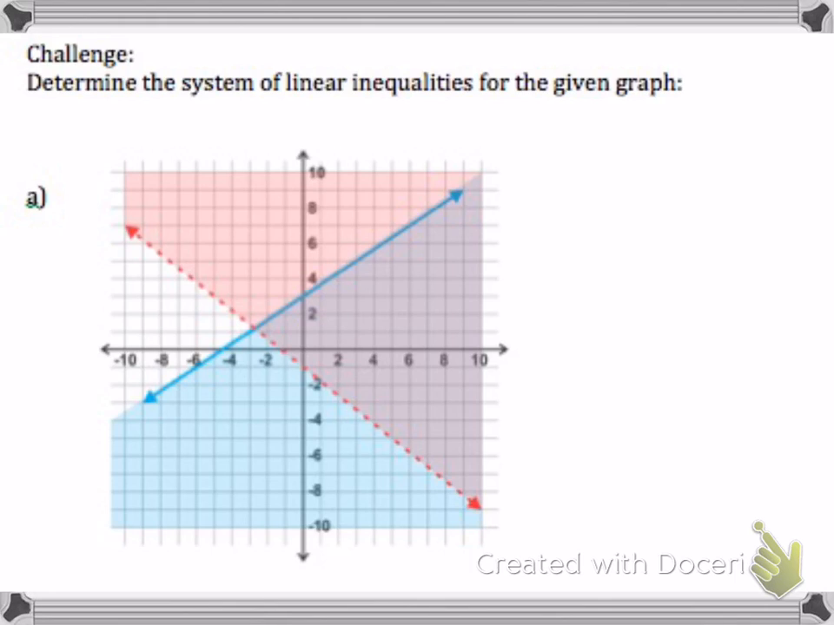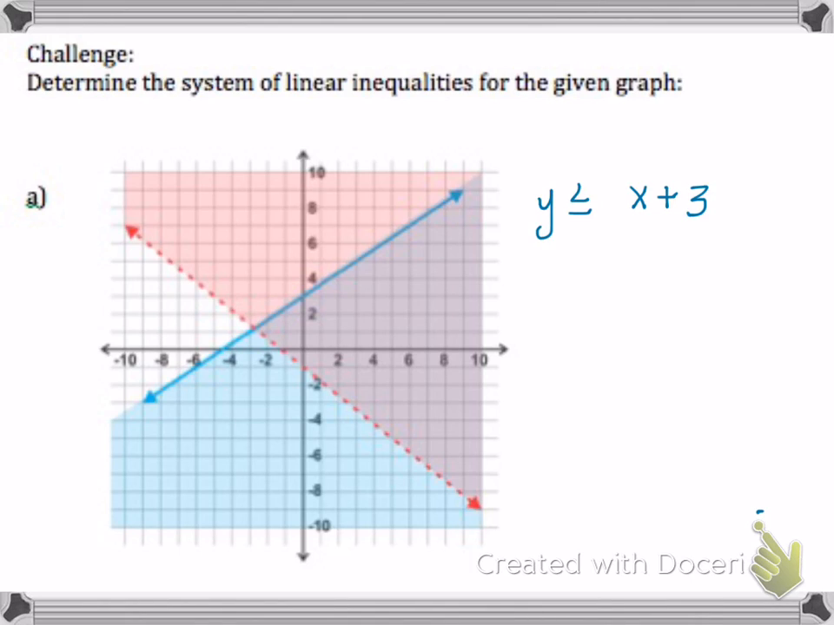And check out what would be the inequality of that line. Well, the line is solid and the blue shading is going downward. So I know that that has to be y is less than or equal to. And I have a y-intercept at 3, so that's going to be plus 3. And so I just now need to determine my slope.